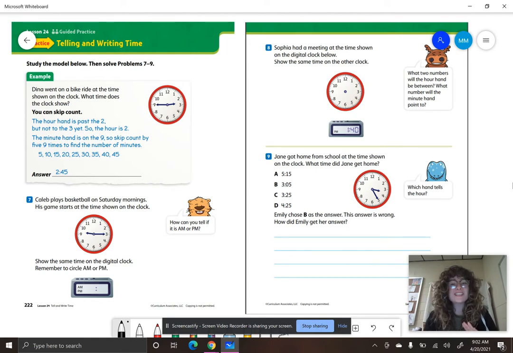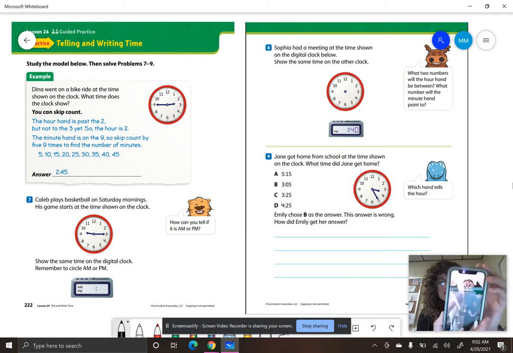Today, we are going to continue practicing telling and writing time using analog clocks. This is an analog clock and a digital clock.